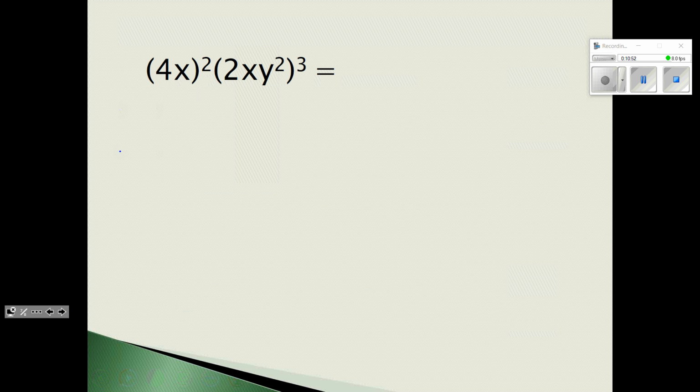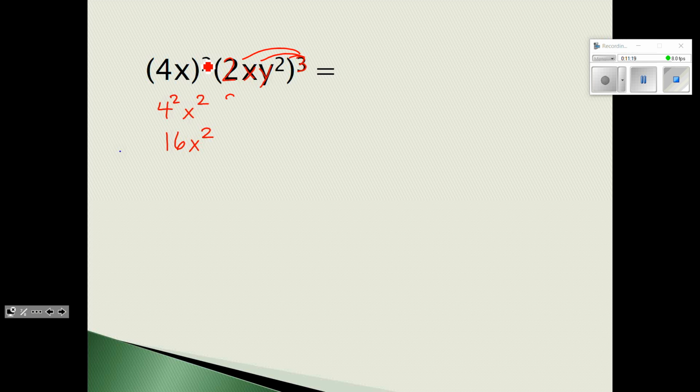There we go. Okay, so what we have here is 4 squared and x squared. While you're doing this, you can go ahead and mentally do the 4 squared. 4 times 4 is 16. So in that first set of parentheses, we have 16x squared. In the next set of parentheses, we have three bases. We have 2, we have x, we have y, all being raised to the third power. We have to distribute to each one.